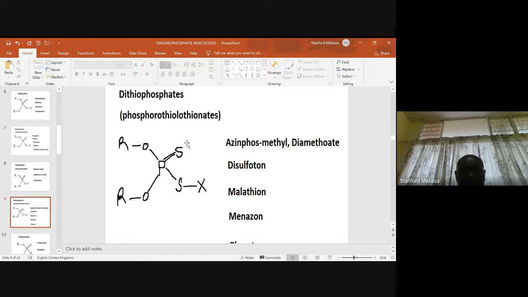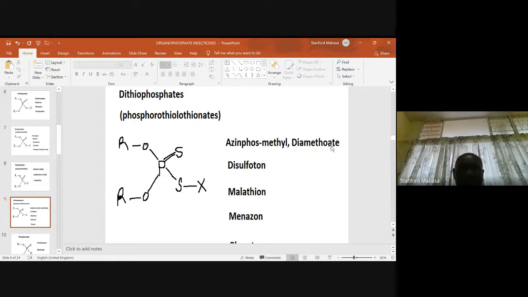And when we have both sulfur, we have got dithiophosphates, or phosphorodithioates. But probably it's better to call them dithiophosphates. These are some of the products. Some of them are common.